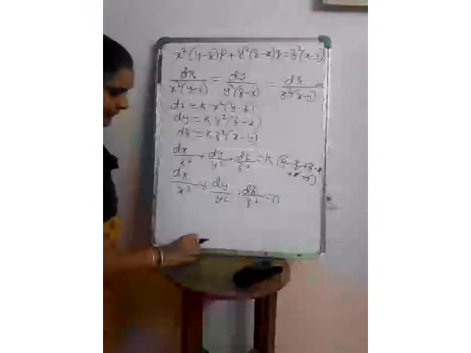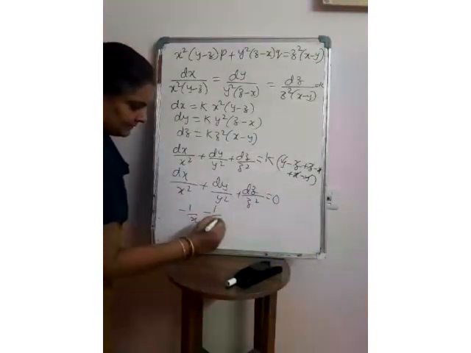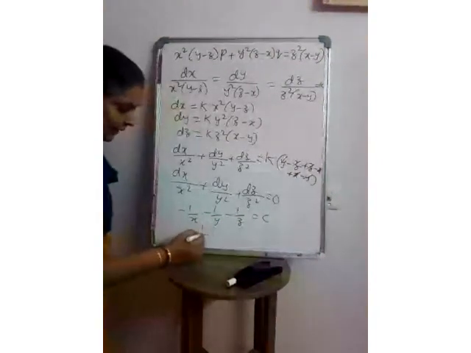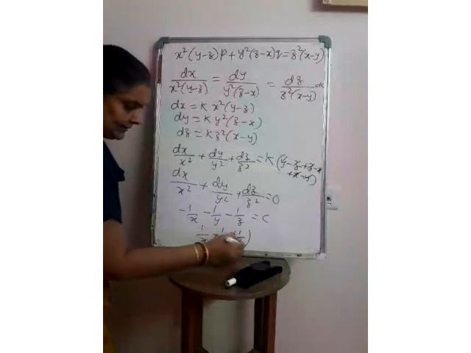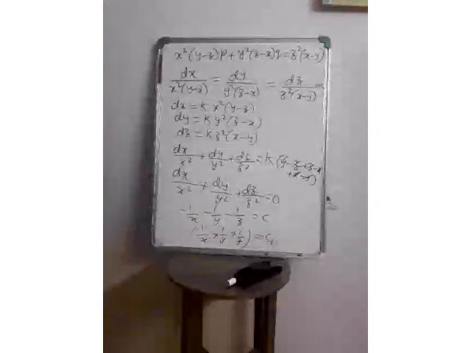So if you integrate, the integral of this function will become minus 1 by x. This is minus 1 by y. This is minus 1 by z. We'll write it as c. So 1 by x plus 1 by y plus 1 by z is equal to c1. That is the first solution we are having here.